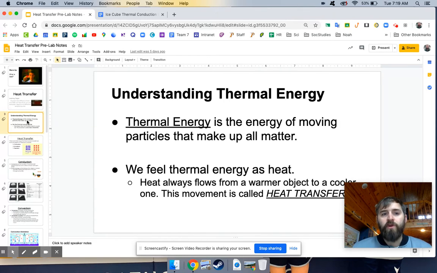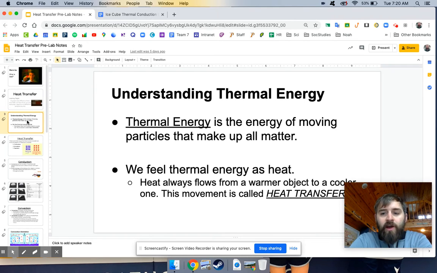Chemical energy was a potential energy, like when we burned the food. It wasn't moving. Thermal energy is going to be the opposite. It's going to be a kinetic energy. It is going to be moving. It's the moving particles. As you may know, we feel thermal energy as heat. That's what we call heat. If something is hot, be careful, it's going to burn you. That is what we are feeling as thermal energy.